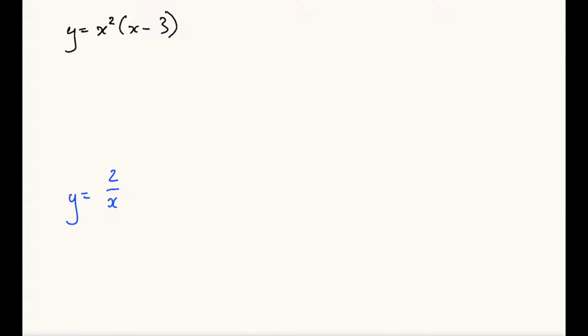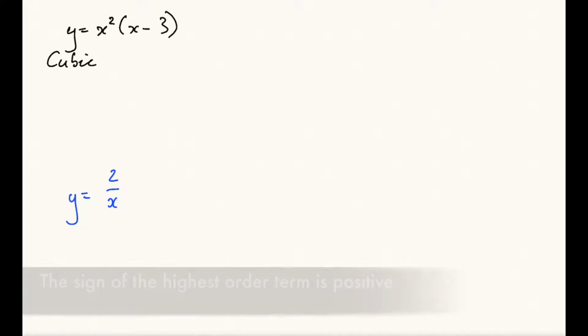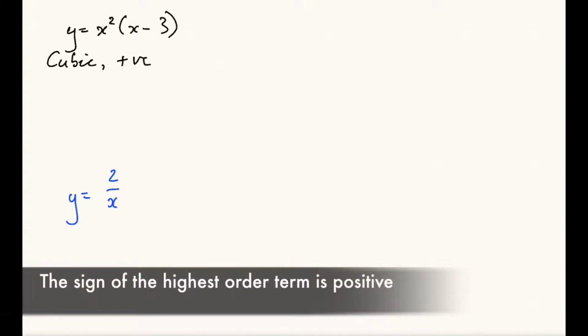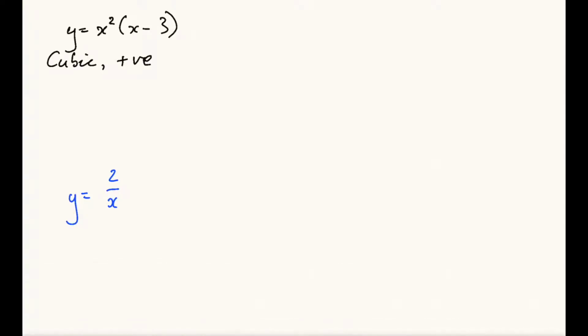What we need to do to begin with is to classify the two curves. First one here, x squared times x is going to be x cubed, so this is a cubic, and it's positive. So it's going to look something like this, and it's going to have 3 roots as it's a cubic. This part here, x squared, is 2 solutions at 0, and x minus 3, we've got a single solution at positive 3.